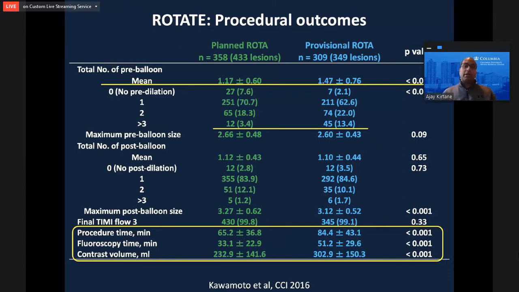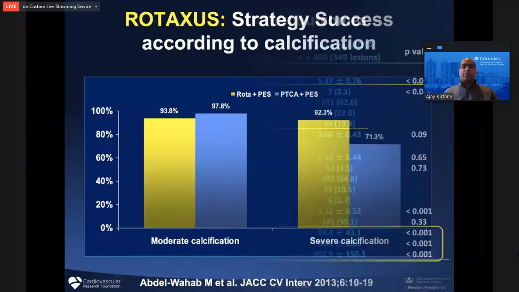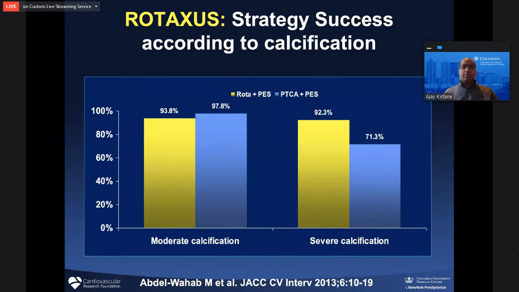And then you see how that case that Samin and Anu did and what ends up happening. Now, similarly, it's important to recognize that if you only have moderate calcification, there's no real difference in strategy success of a balloon versus a rota, NC balloons versus a rota. It's only when you have severe calcification where the rota strategy success is improved.